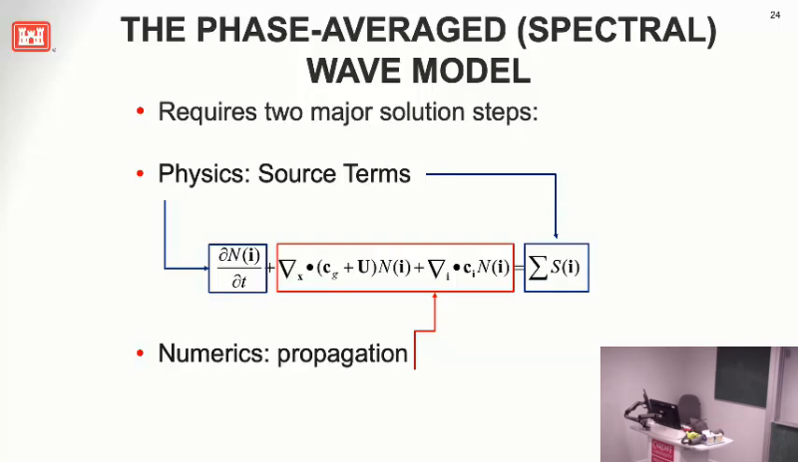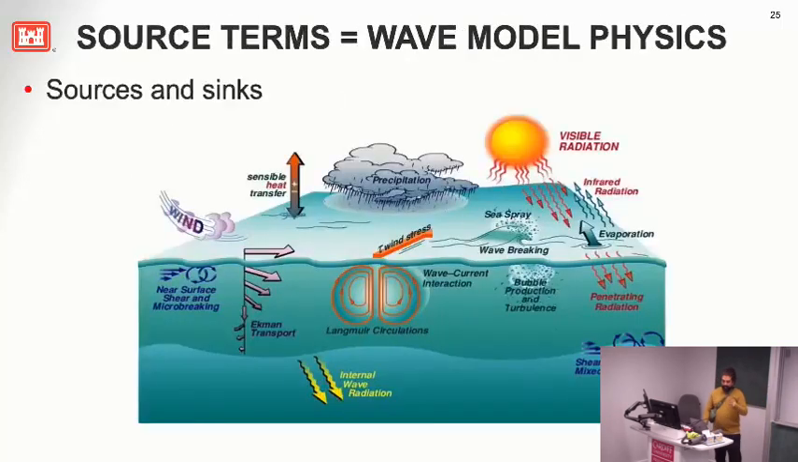This is the propagation part, which is in space and time. And then this is the energy in time, the derivative of that. And we have different source terms. So in this presentation, we're going to focus on the wind side. So wind blows on the water surface, and they generate the waves.